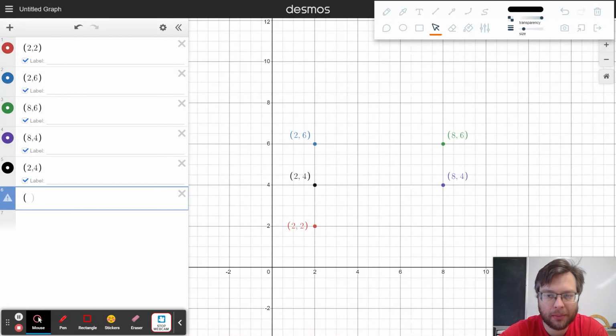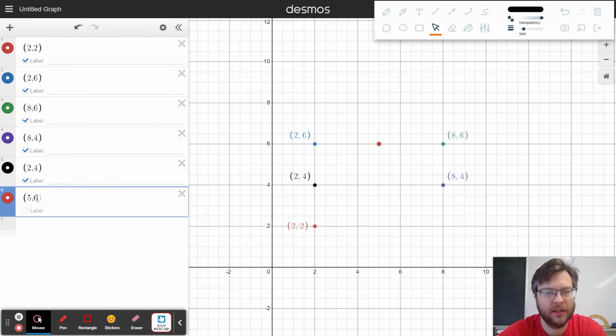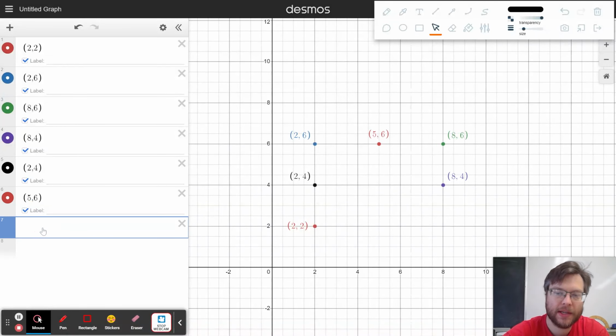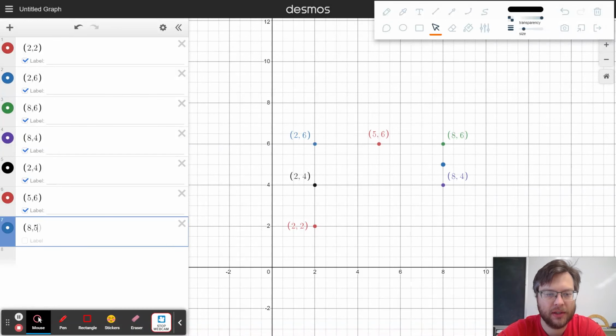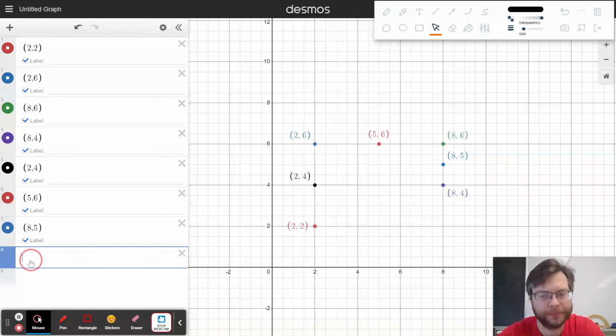Similarly, along the top, if I do 2 plus 8, I get 10. Cut that in half, I get 5. 6 and 6, the midpoint is going to remain at 6. Over on the right side, the x value is going to be 8. The y value is going to be 5 because that's halfway between 6 and 4.